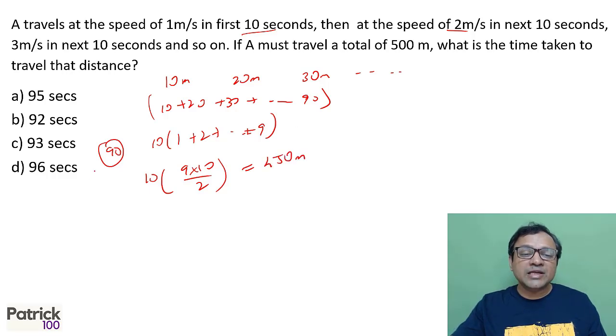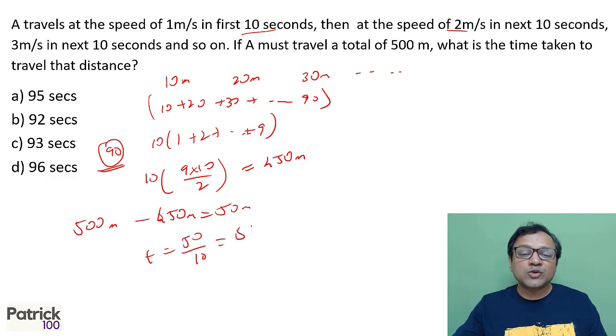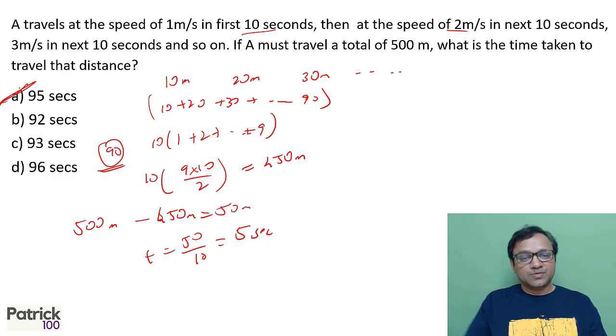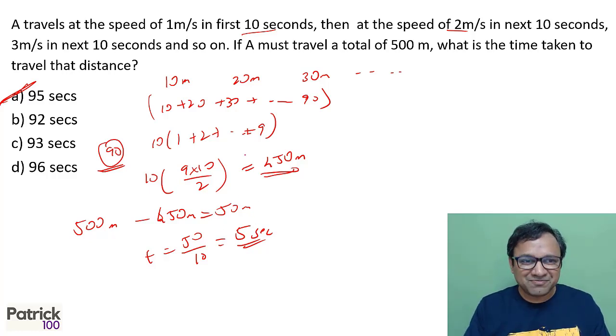So he has traveled 450 meters in 90 seconds. Now he has to travel 50 more meters, and the speed will be 10 meters per second. So the time taken will be 50 upon 10, which is 5 more seconds. So the answer will be 95 seconds. A option. In the first step I used 90 seconds; there is no option given saying 90 seconds, but still you can experiment and find out. I got 450 meters, and after that the speed is 10 meters per second. So to travel 50 more meters, it will take 5 more seconds. So the total time taken will be 90 plus 5, 95 seconds.